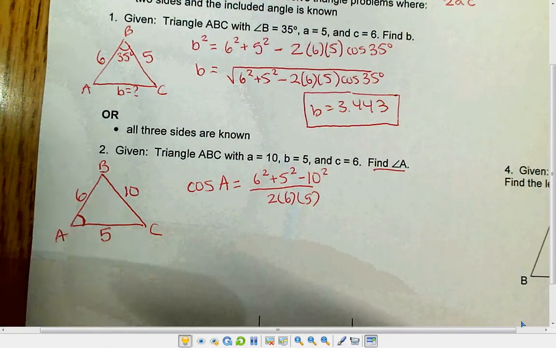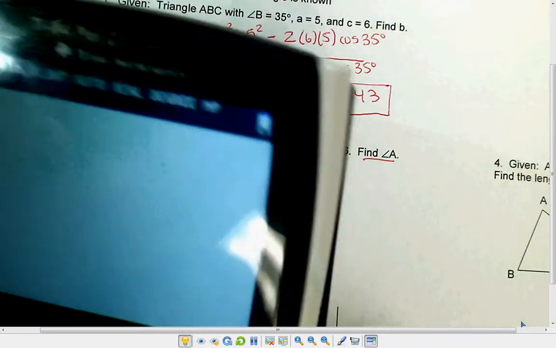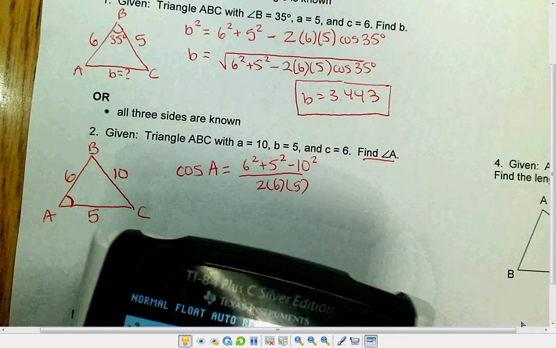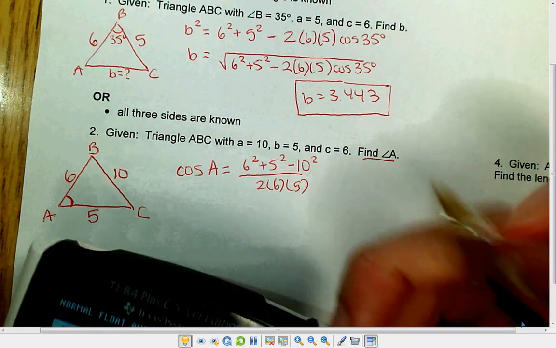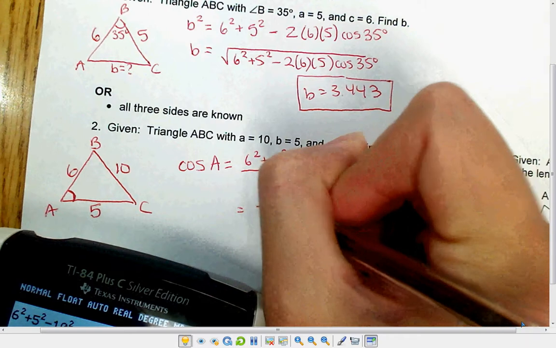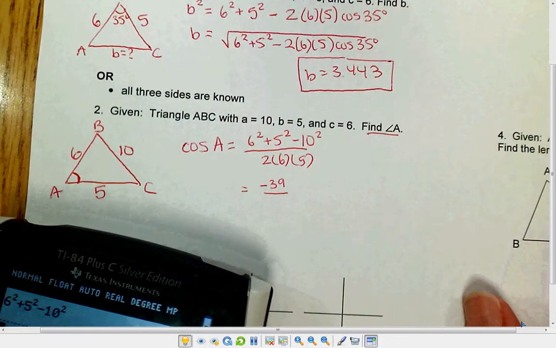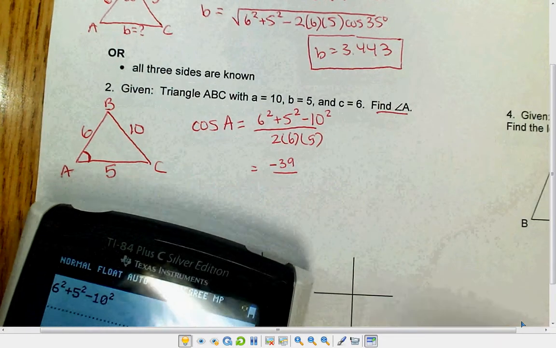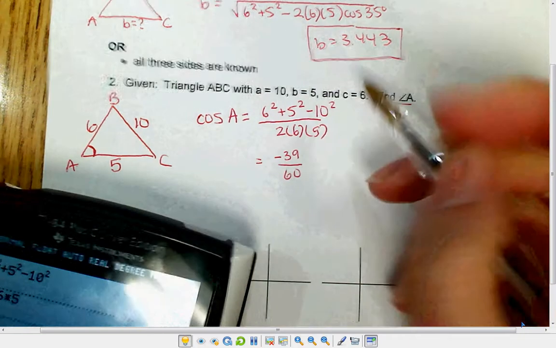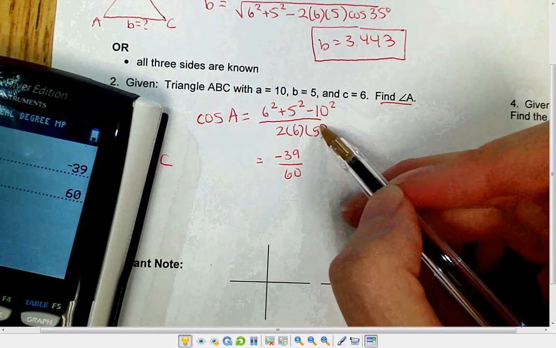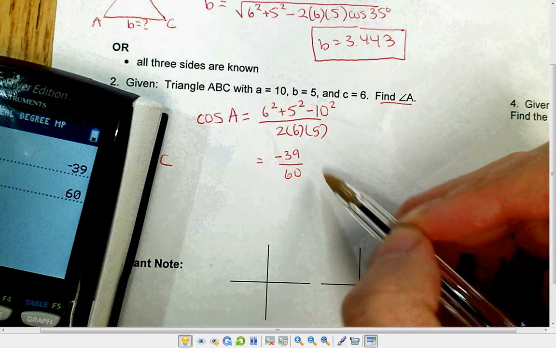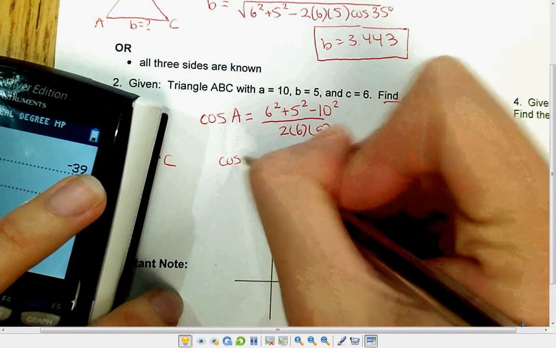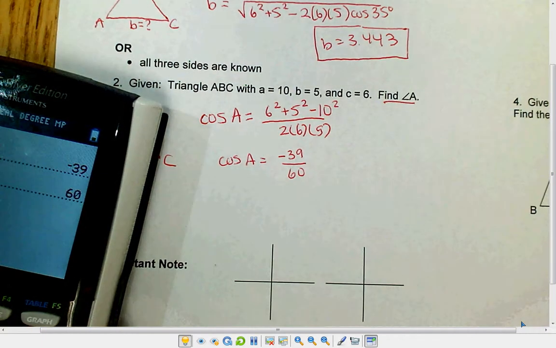So let's simplify the top and the bottom. So 6 squared plus 5 squared minus 10 squared. This is negative 39 over 2 times 6 times 5, which is 60. Be careful you don't put this all in your calculator at once, or if you do, you need to put parentheses around the top and the bottom. So we have cosine of A is negative 39 over 60.